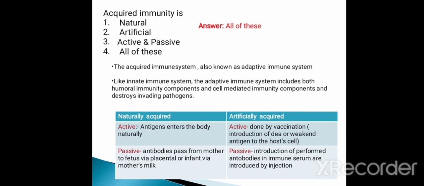Artificially acquired active immunity is done by vaccination, that is by introduction of dead or weakened antigens to the host cells. Artificially acquired passive immunity is introduction of preformed antibodies in immunoserum, which are induced by injection.